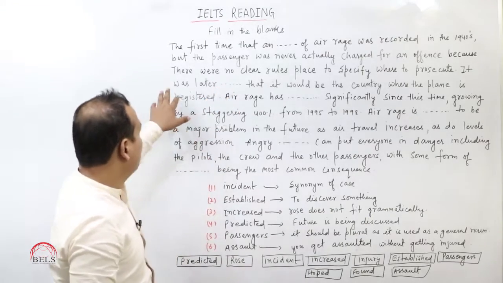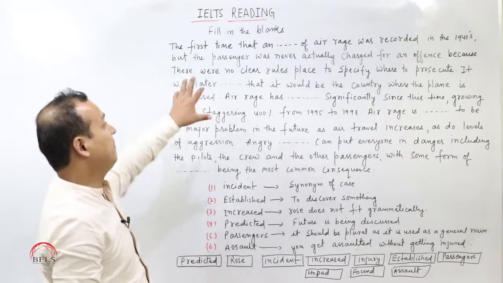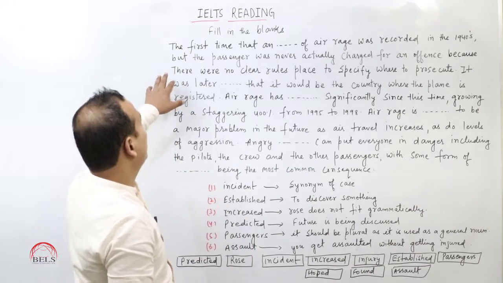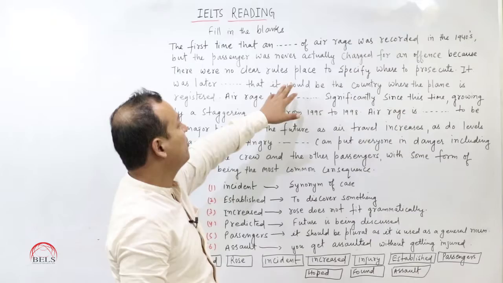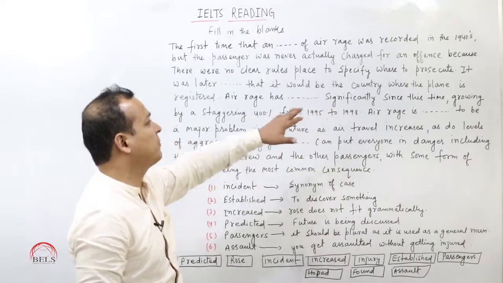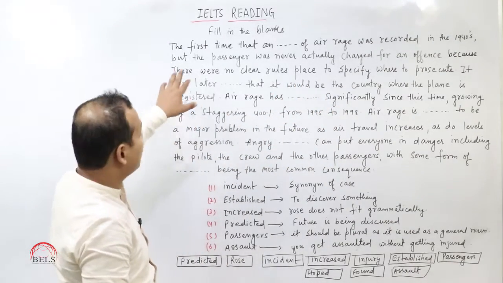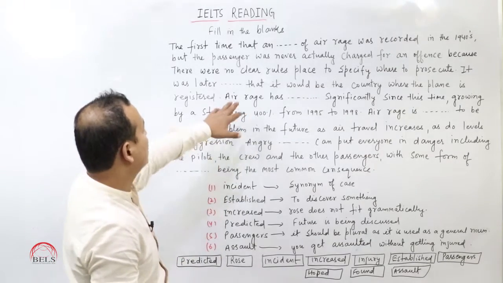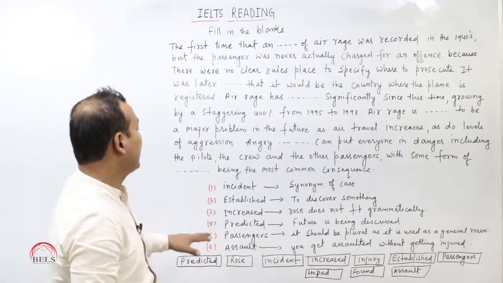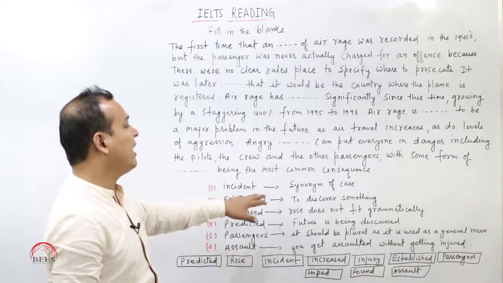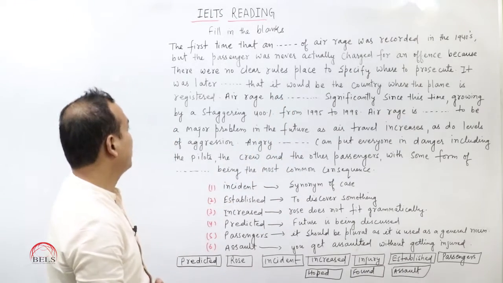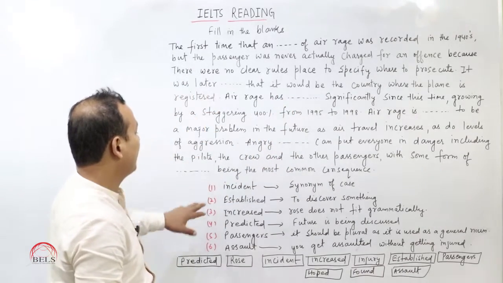Second is was later established. Basically, established means to discover something. We have mentioned there that there were no clear rules placed to specify where to prosecute. It was later established, that means something was discovered later. Third answer is air rage has increased. Why not rose? Because if you write down the word rose, it will not fit there grammatically. So that's the reason we have used increased.